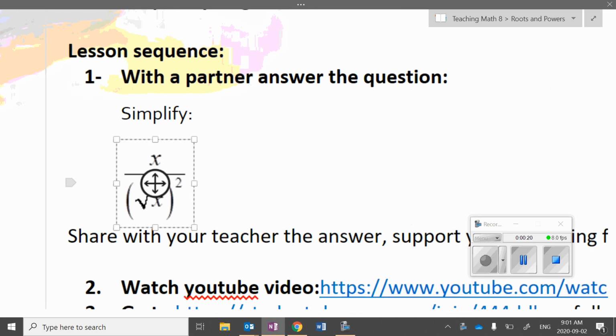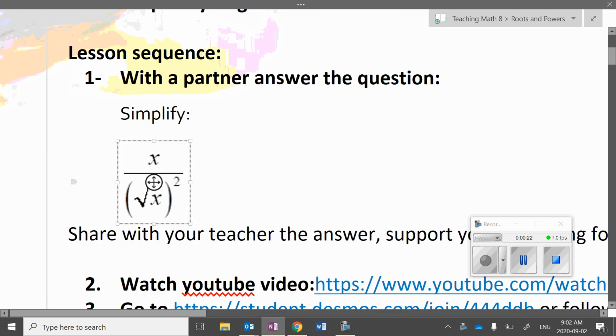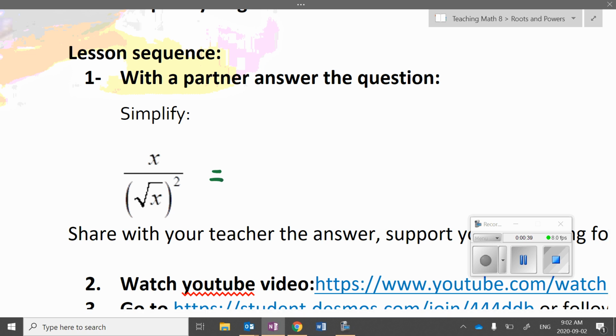So if I have x over the square root of x squared, and the question asks us to simplify it, what would we simplify it to? So my first step in simplifying this question is going to be looking at the denominator. If I have the square root of something, we don't know what it is, that is x, but I square it, those two operations cancel each other out.